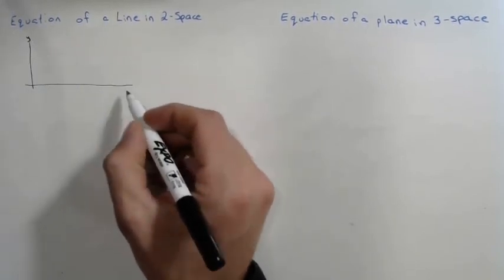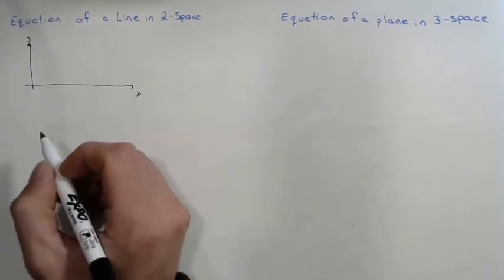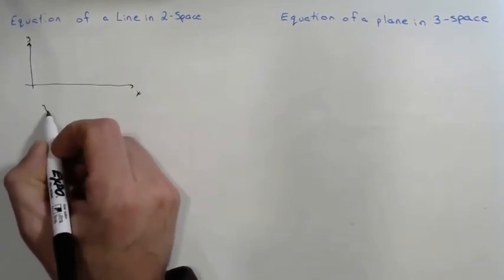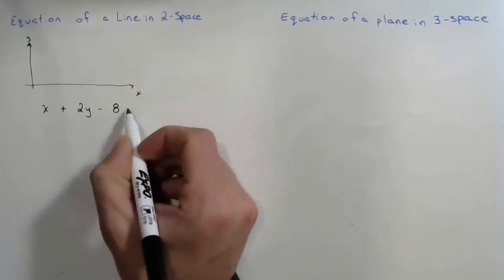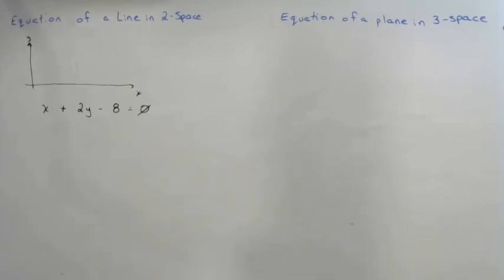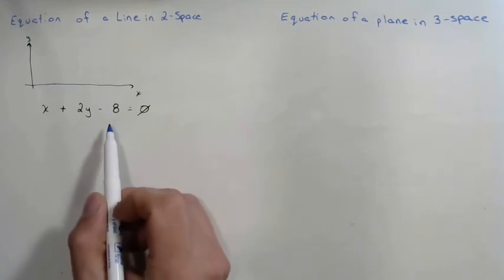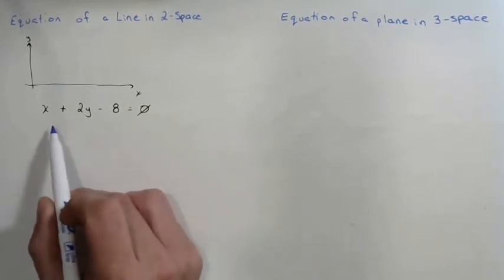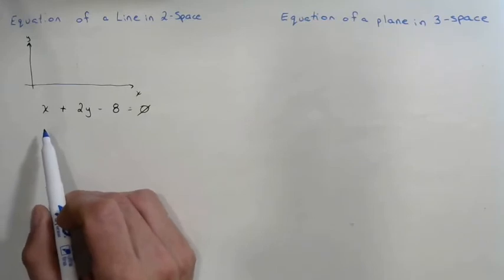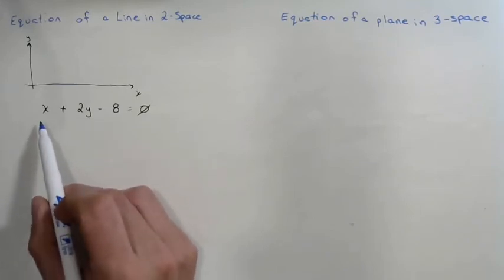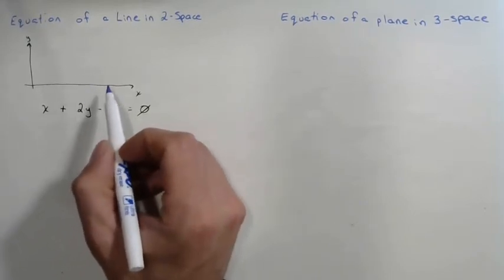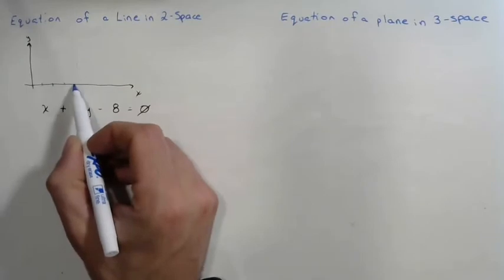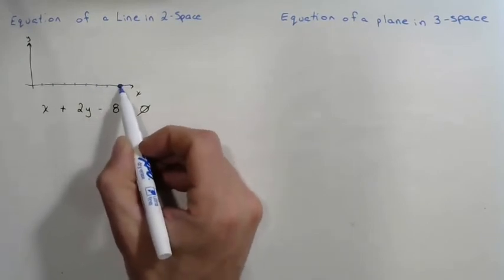We have a y and an x axis, and I'm going to graph the line x plus 2y minus 8 equals 0. So this means that there are ordered pairs, x, y, that satisfy the equation, an infinite number of them, and they will all fall on this line. The easiest way for me to draw this is to say, okay, where is the x-intercept that occurs when y equals 0? It's going to be positive 8. 1, 2, 3, 4, 5, 6, 7, 8.